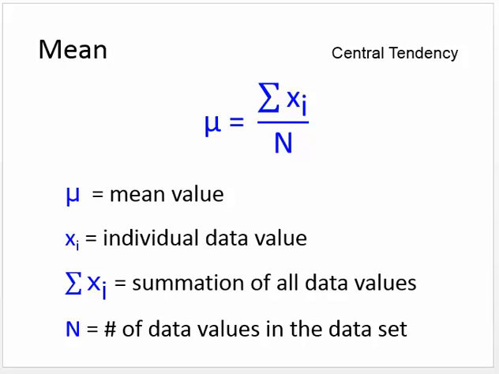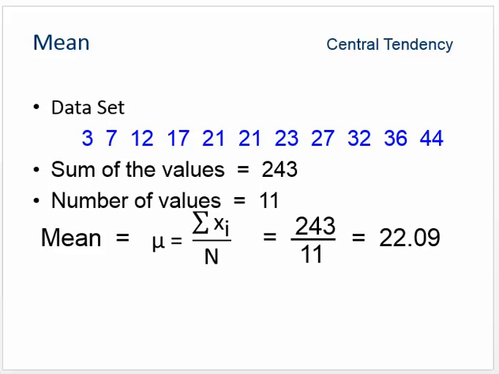Here's the equation here with the little mu. The mu means mean. Xi is the individual data value. The sum of this means we're going to add up all the data values, and n is the number of data values in the data set. Here's an example of this. All they're doing here is showing you that they've added all these values up, and they came up with a sum of 243. Then from there, they said we've got to divide it by the number of values. So there's 1, 2, 3, 4, 5, 6, 7, 8, 9, 10, 11 of them, so they divided by 11. This right here would be the mean. That is the average.